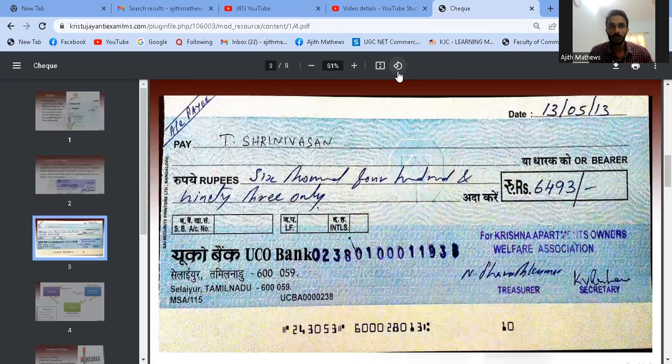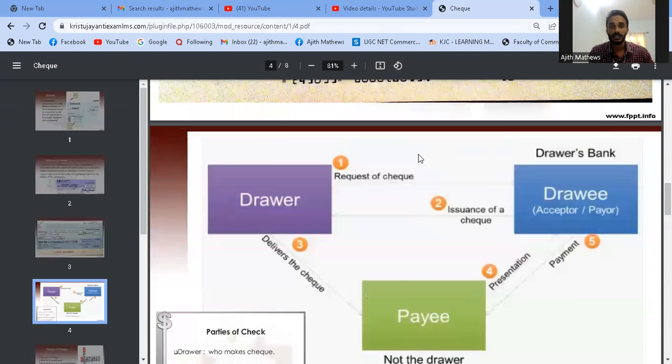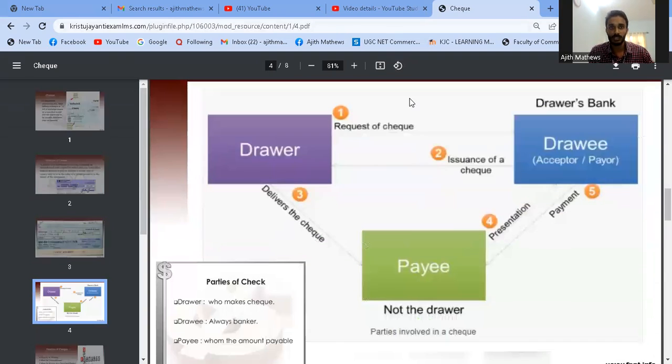This is the form of a check. You are very familiar with it, right? The name, column, rupees in words and figures, the date, everything is clearly mentioned here. There are three parties in a check: the drawer, the drawee, and the payee. The drawer is the maker of the instrument, and the drawee is the bank. The drawee is always the bank in the case of a check. Then we have the payee. Sometimes the drawer and payee may be the same person.